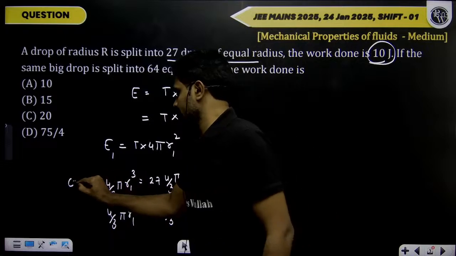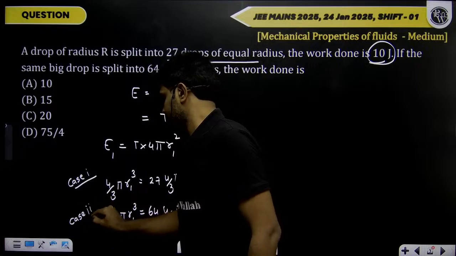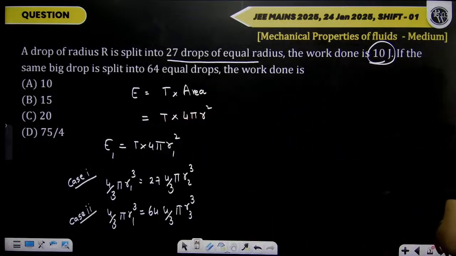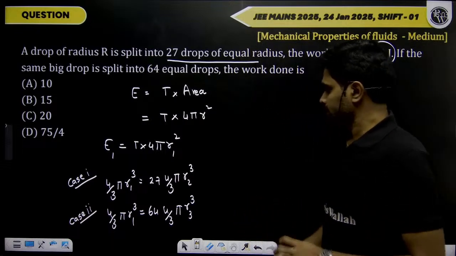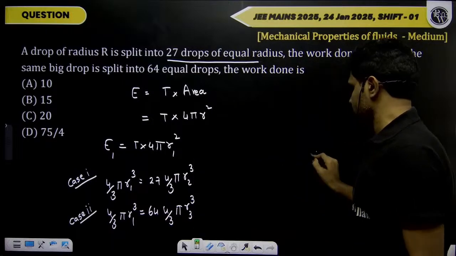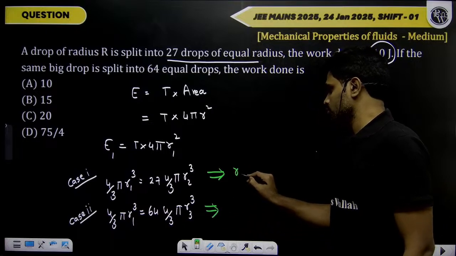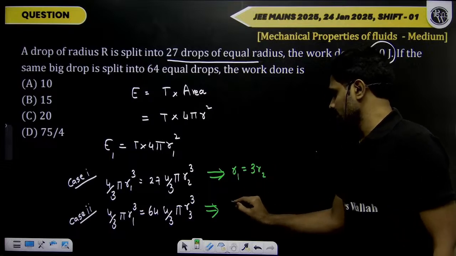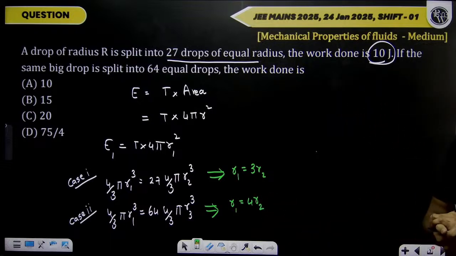This is case 1, where you are breaking the drop into 27 drops, and this is case 2, where you are breaking the drop into 64 drops. So what do these equations give us? They give us R1 is 3R2, and here R1 is 4R3.